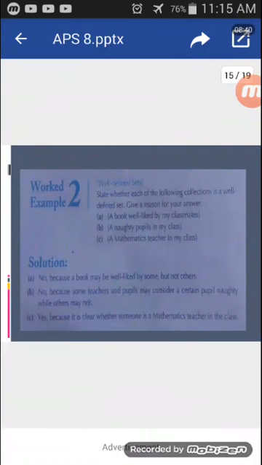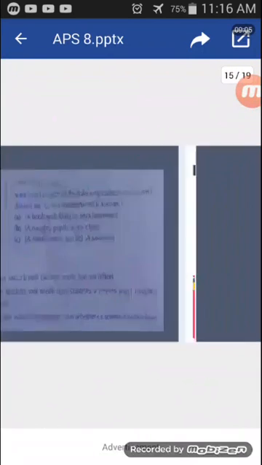B part is, naughty people in my class. No, because some teachers and pupils may consider certain people naughty while others may not. It is obvious that all the naughty students are not present in class. Some of the students are naughty. C part is, mathematics teachers in my class. Yes, because it is clear whether someone is a mathematics teacher in the class.